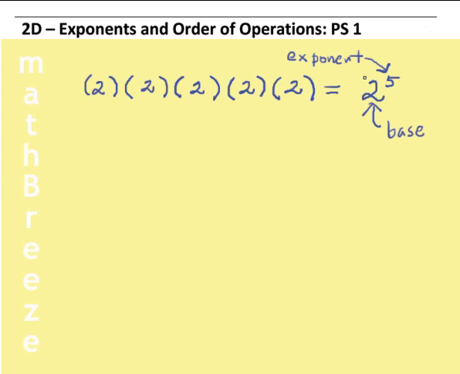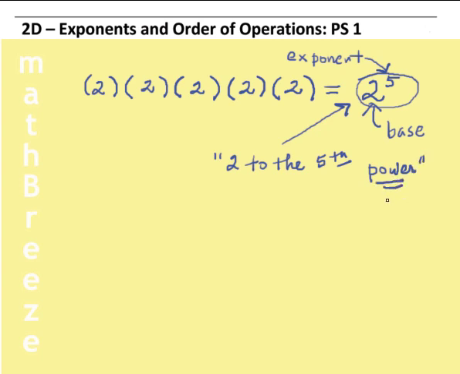The entire expression is read as 2 to the 5th, or sometimes 2 to the 5th power. Power means exponent. So this is 2 multiplied by itself 5 times, written in exponential notation.